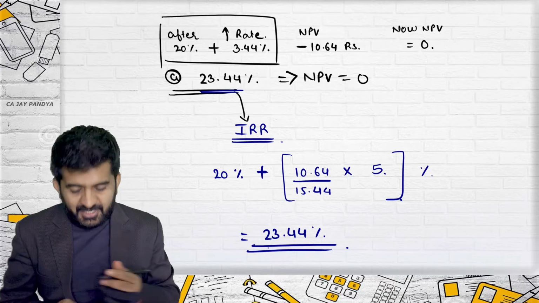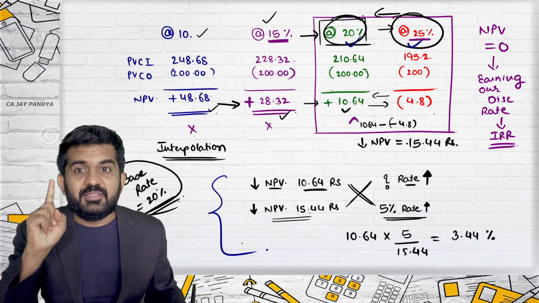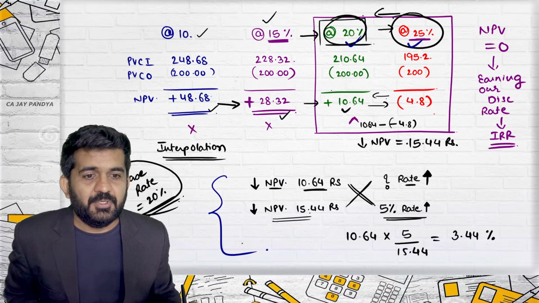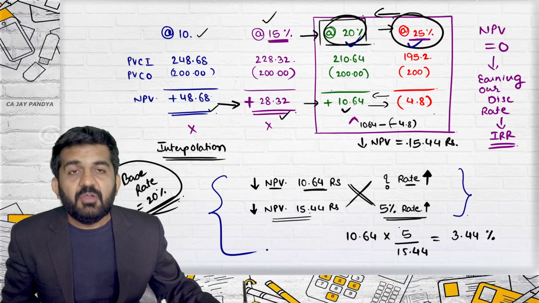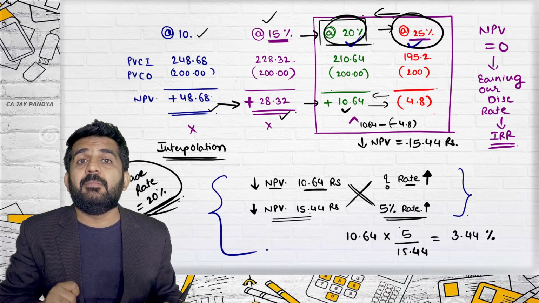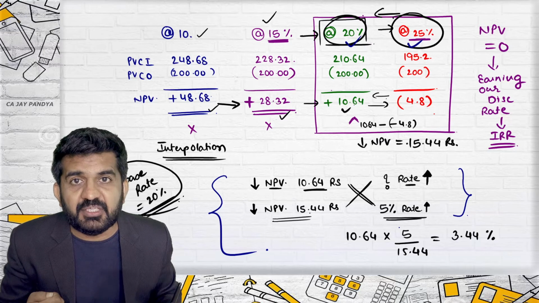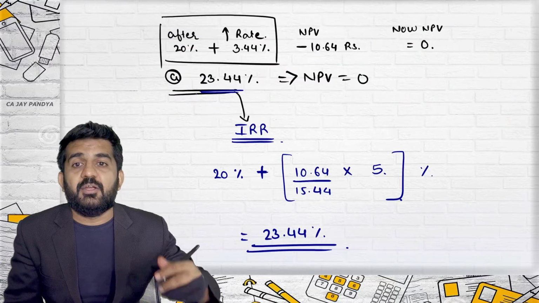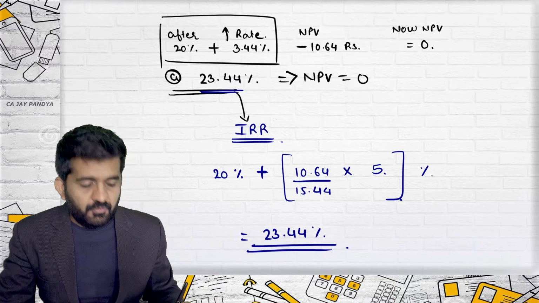Sir, so every time I need to logically do this? No. But this time you should logically understand it. I'm not saying you should mug it up, but you should be absolutely clear with what we are doing. We are finding out an approximate answer at which NPV is 0, because the rate at which the NPV is 0 is our IRR, which is our target. What we are trying to find out is IRR, which is 23.44%.